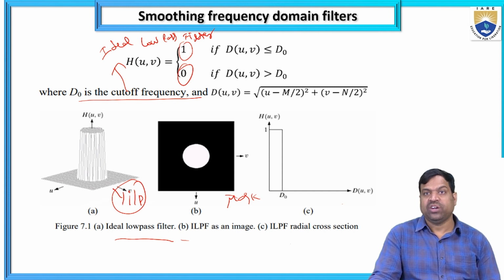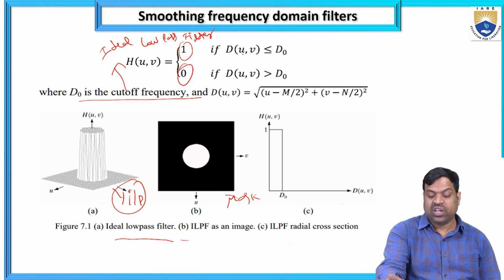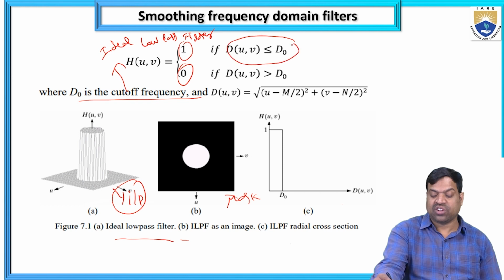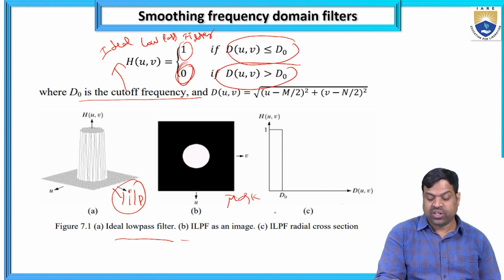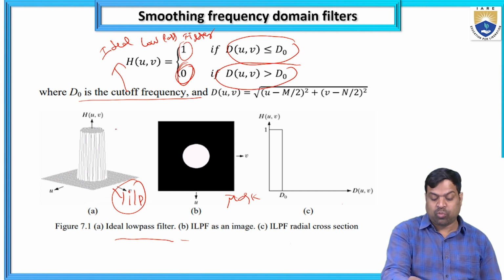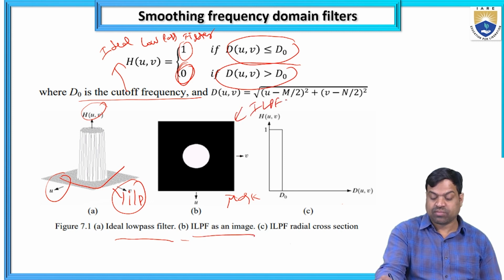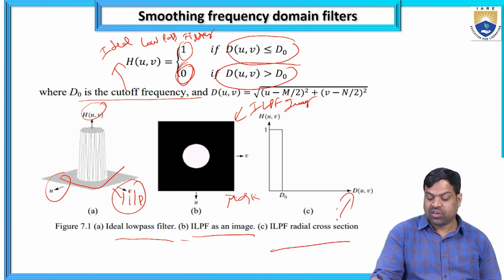Here is the equation for capital H of u comma v, with two conditions, 1 and 0. It is 1 if d of u comma v is less than or equal to d naught, and 0 if d of u comma v is greater than d naught. This is the ideal low pass filter. Here u and v are the two dimensions of the function capital H of u comma v. This is the ILPF image and the ILPF radial cross section.